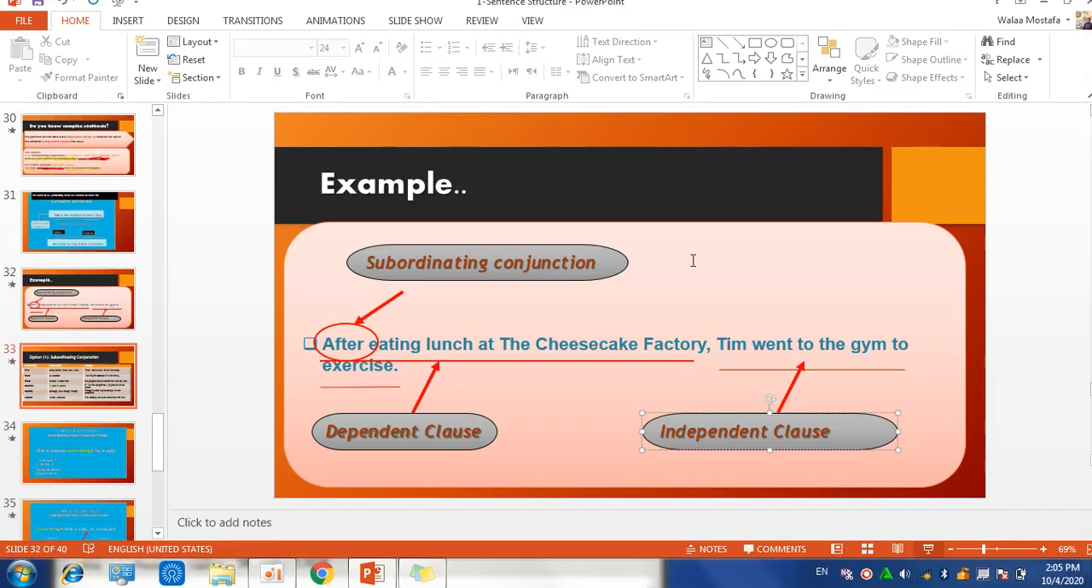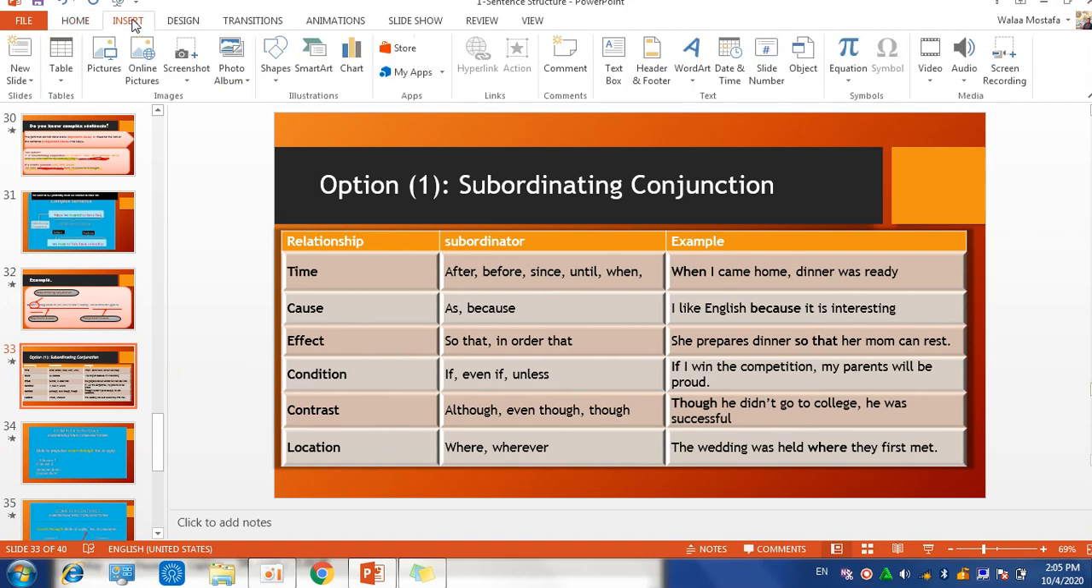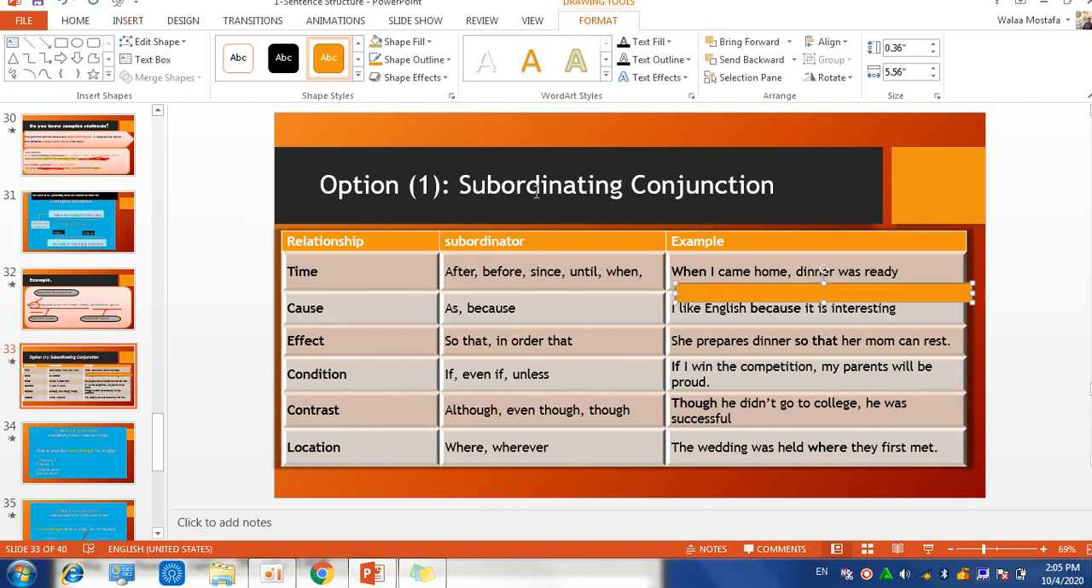We can write it with you. Let's insert a small box in this area. And let's write it again. Dinner was ready when I came. Look here in this one, I didn't put a comma because I started with the independent clause. So here, yes, I can start with when, or I can put it in the middle.